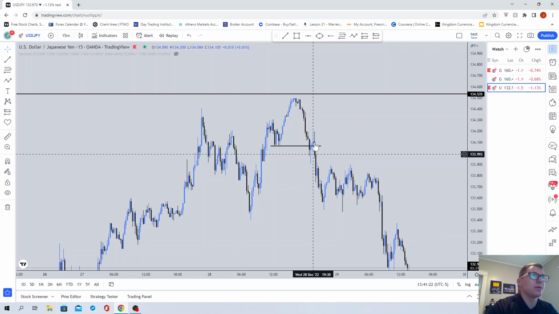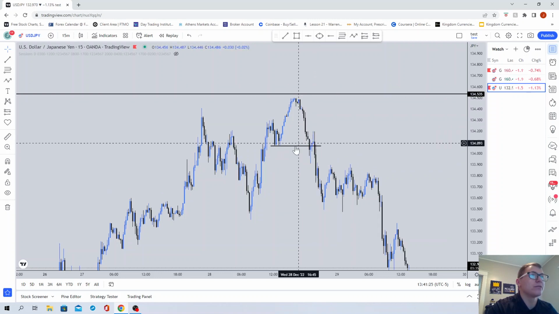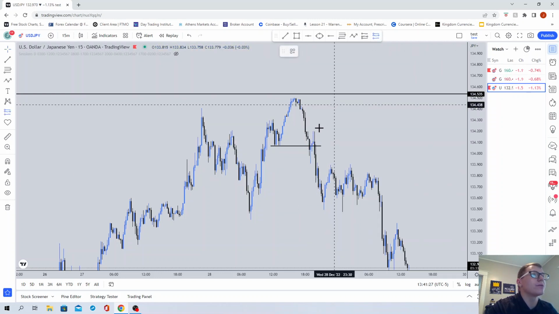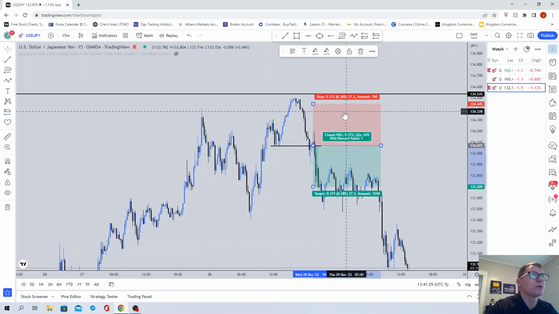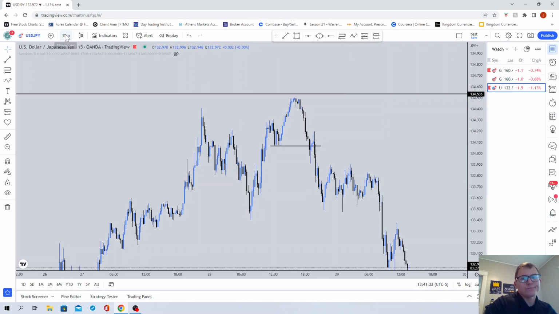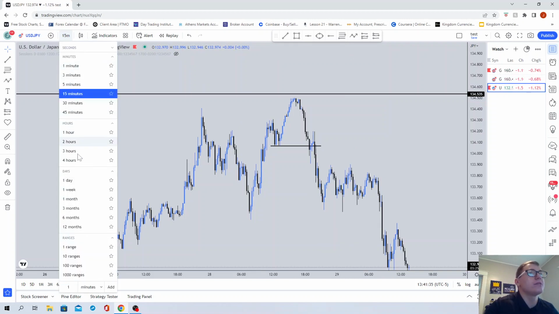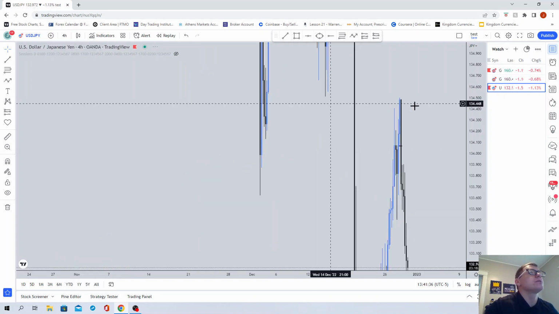Or you can wait for exactly what it did right here. It breaks under, it pulls back up, retests this same level, and then drives lower. You could have gotten in right here on the retest. Either one of these setups or either one of these entries are ideal. That's just ways to take trades off of major levels, and that's all I do every single day.